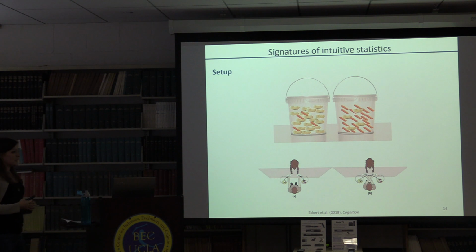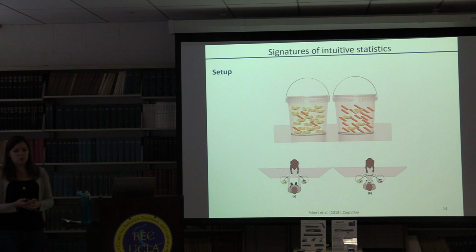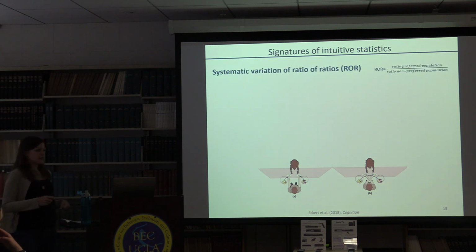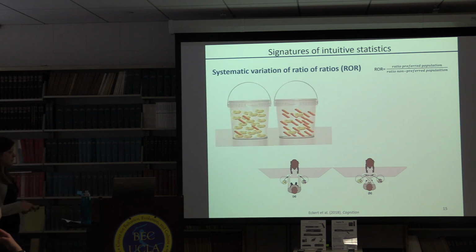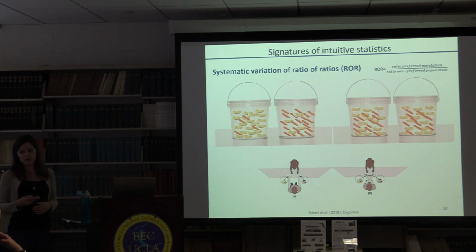So to explore what the signatures of intuitive statistics are, I presented the apes with a task very similar to the one of the Rakoczy et al. study. So again, they could choose from which of two populations of food they wanted to receive a randomly drawn sample. But this time, to test for the signatures, I systematically varied the magnitude of difference between the two populations, or in other words, the ratio between the two ratios. So this here would be an example for a relatively high magnitude of difference, or a high ratio of ratios. This would be a relatively low magnitude of difference, or low ratio of ratios.